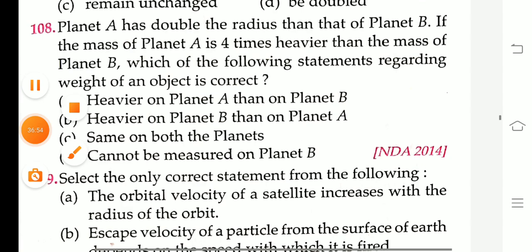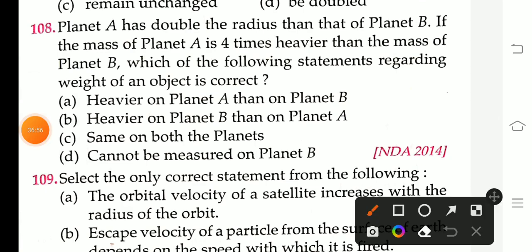Planet A has double the radius of planet B. If the mass of planet A is 4 times the mass of planet B, which of the following statements regarding weight of an object is correct? Same on both the planets.